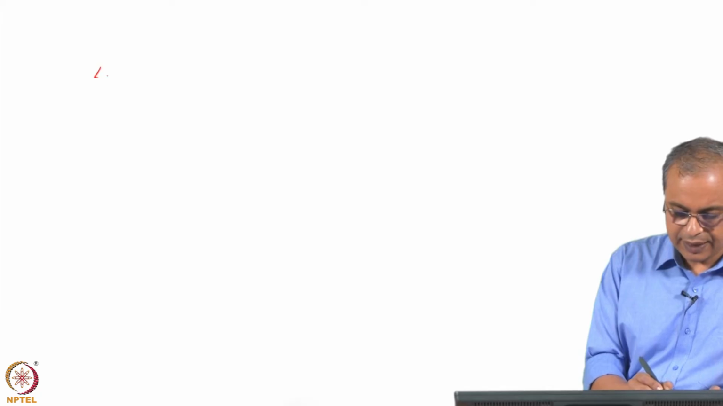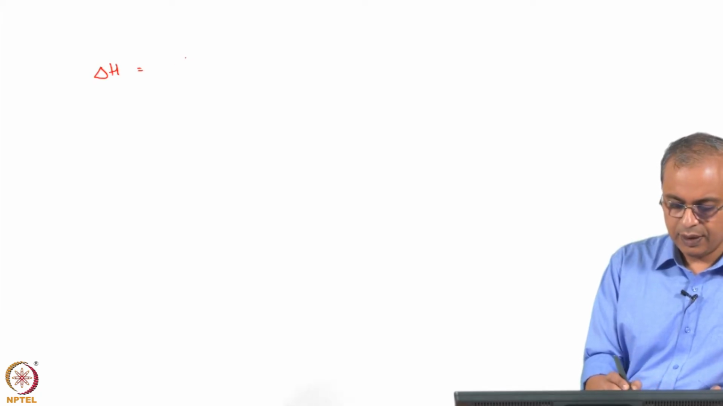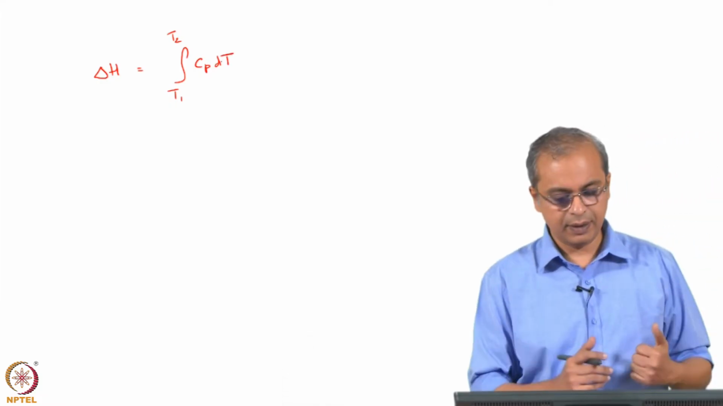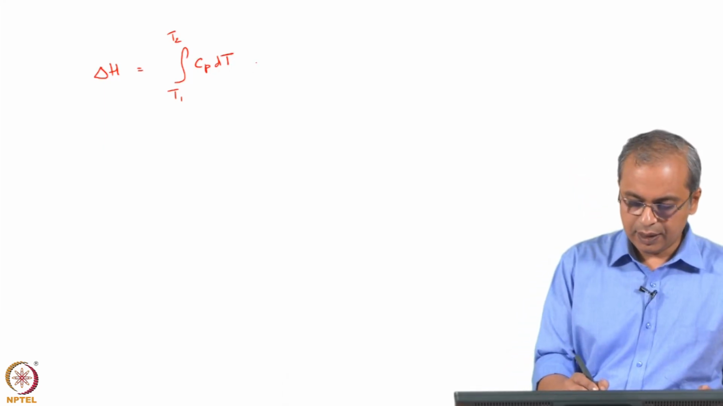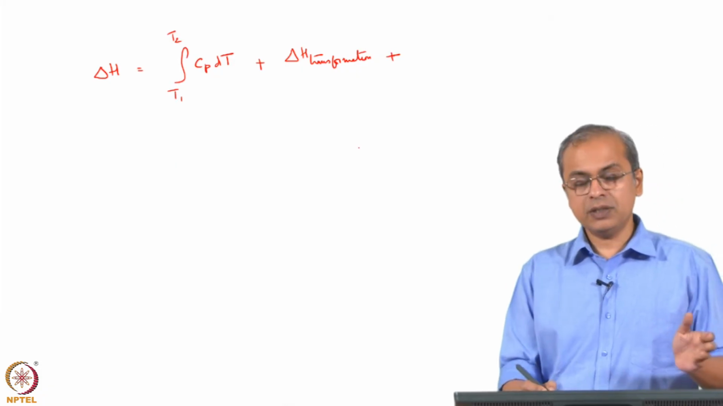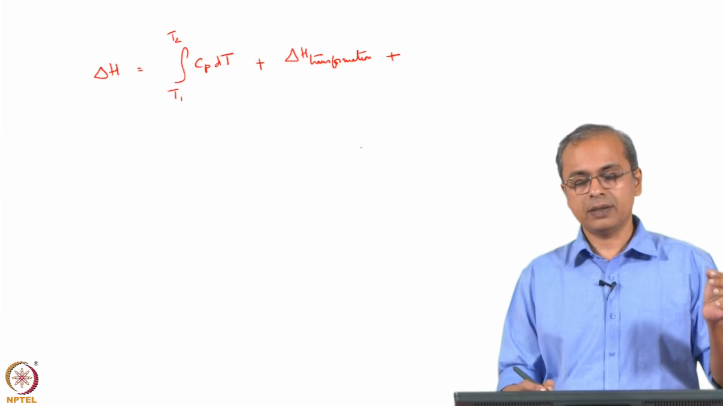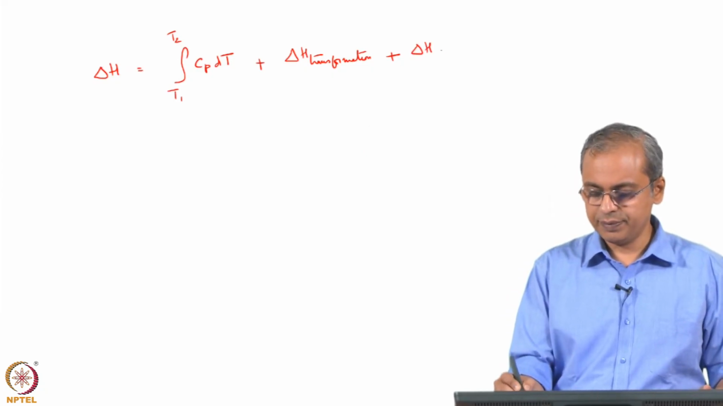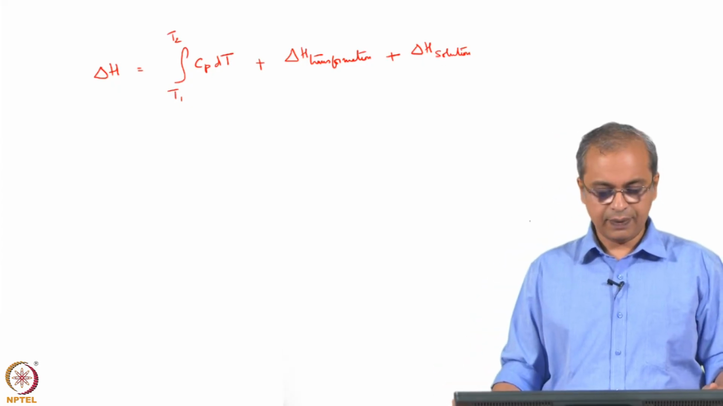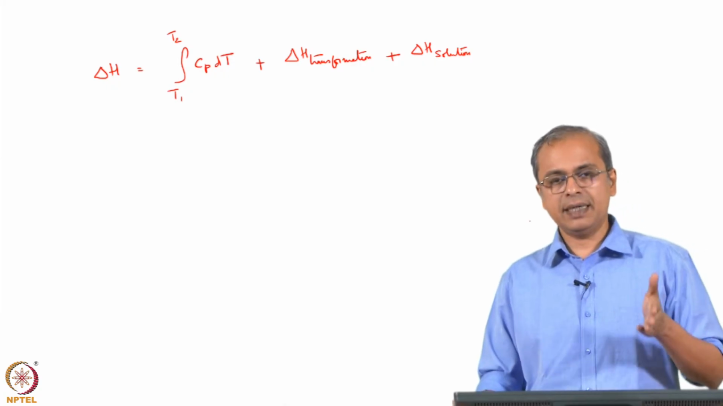So, you can have delta H equal to integral T1 to T2 Cp dT, assuming that there is no change in the specific heat between T1 and T2. If there is a phase transformation, you will have delta H transformation, and since you have now put it into solution, some solute went into solution, you have delta H solution. So, the delta H that you measure will be all these terms, and of course, as I said here, it is between T1 and T2.